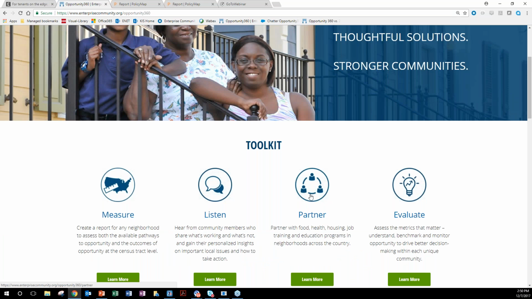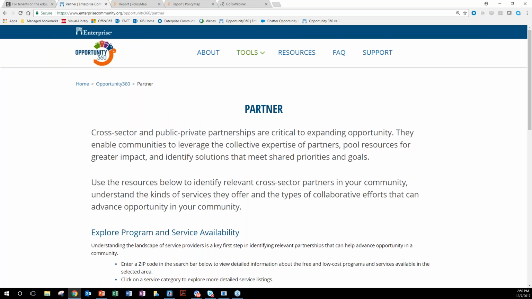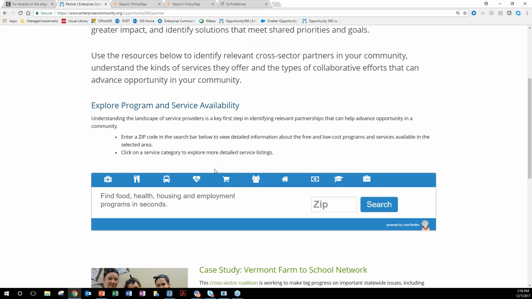In addition to that, there is a partner tool, and this is really through a partnership with an organization called Aunt Bertha, which I know is a funny name, we have created a way to understand all the services that currently exist in a particular community.